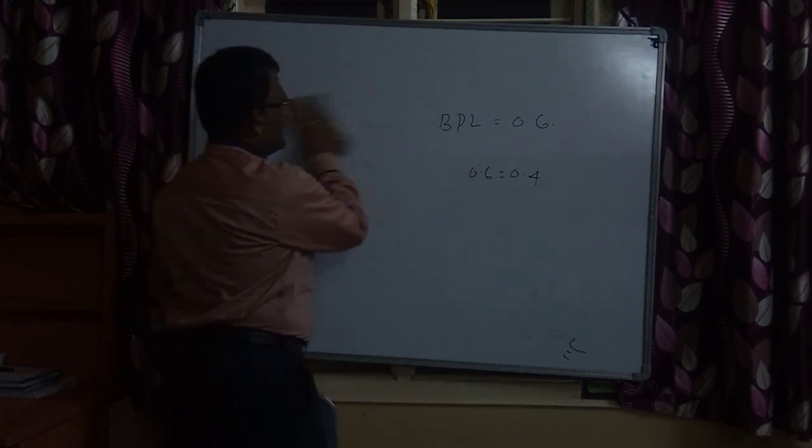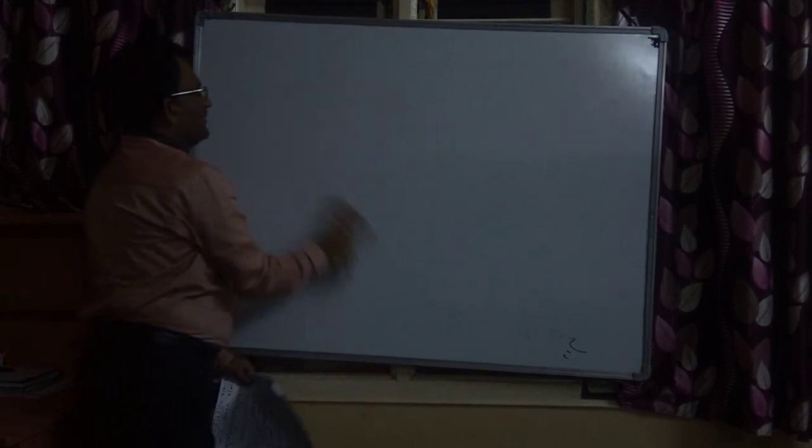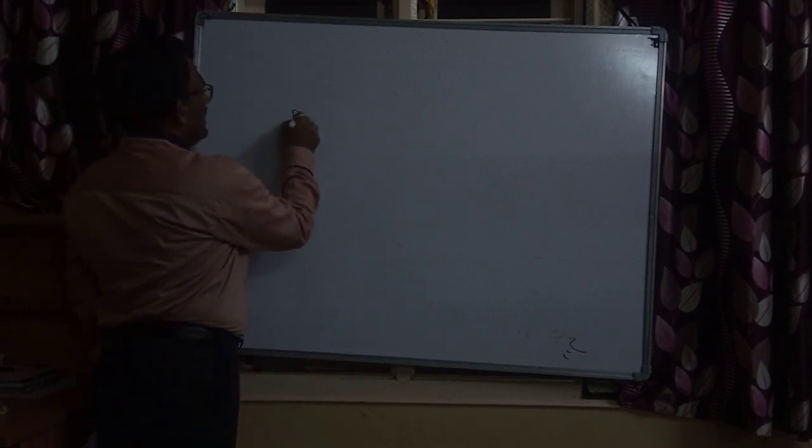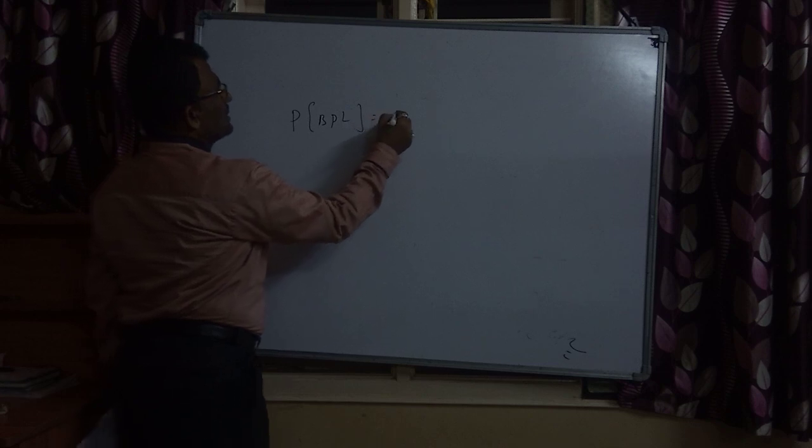Now let me check this. The data that I have given: I have P, the probability of the BPL card holders, is equal to 0.6.